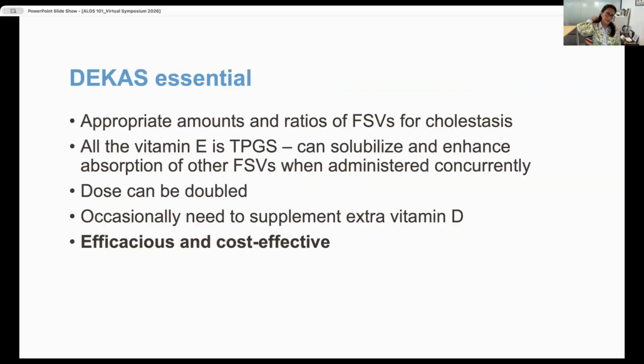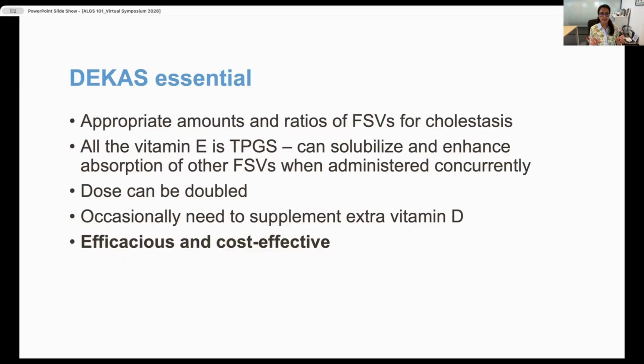The vitamin that I am going to shamelessly promote here, I have no shares or anything in this company, is a product called DEKAs Essential. This was designed by a hepatologist for supplementing fat-soluble vitamins in patients with liver disease, particularly the liver disease in Alagille syndrome. And it has the right ratios and the right amounts of the vitamins that are needed. If your child is needing a lot of vitamins, it's really good if you can advocate to say to your healthcare provider, if you're not on these, would I be eligible to get DEKAs Essential, because it really is helpful and it's efficacious and it's cost effective because it's in one medication. You can give all the vitamins that are needed.